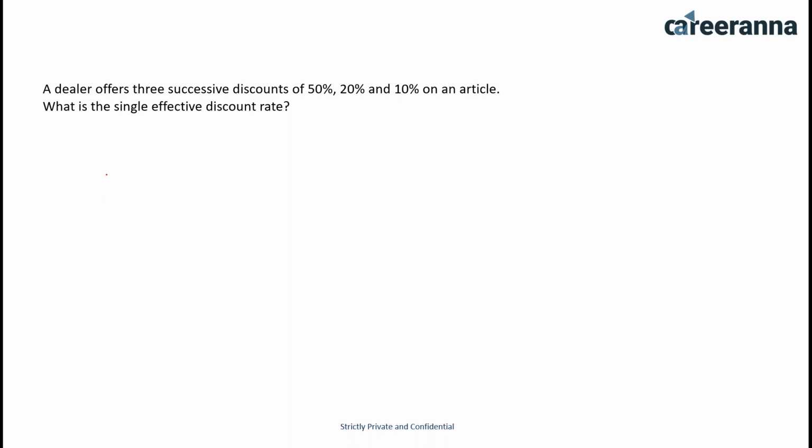Where is the question? A dealer offers three successive discounts of 50%, 20%, and 10% on an article. What is the single effective discount rate? 72.1%. Udesha, you have to solve it again.